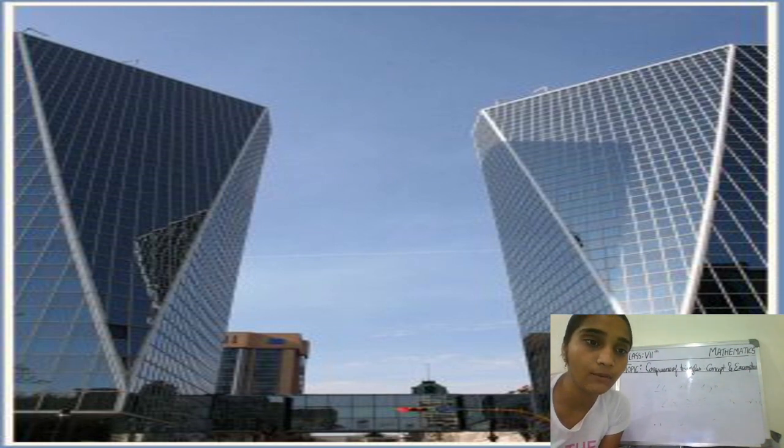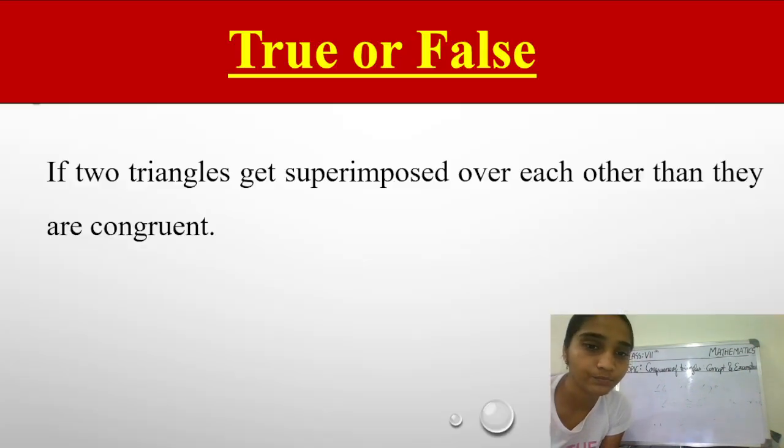So it's your turn now to answer the statement as true or false. Students, if we say that two triangles get superimposed over each other, then they are congruent. What is your take on this statement? Is it a true statement or a false statement? You can recall the concept we have already started regarding superimposition and how it is used in congruence. Just give your answers in the comment section whether it is a true or a false statement.